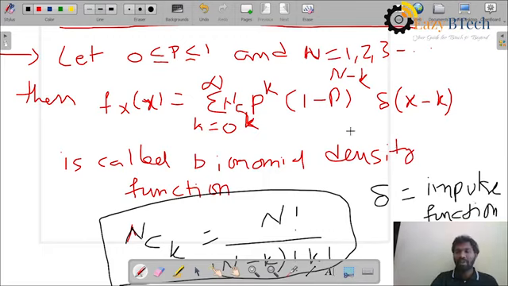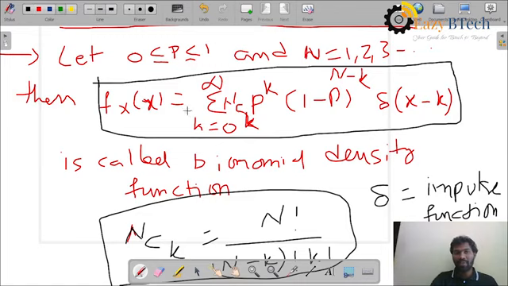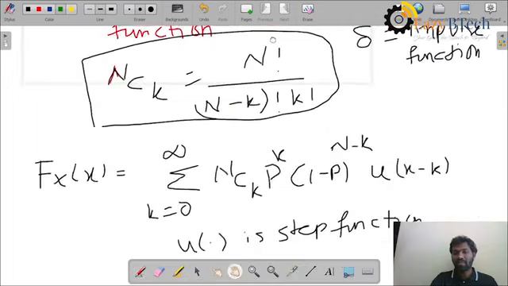So how do we get delta from u? The expression for the probability distribution function and density function is almost the same, with only a small difference. If you see this, the entire part from here to here is the same in the distribution function and density function. Only the difference is this delta. Here delta is replaced with u.